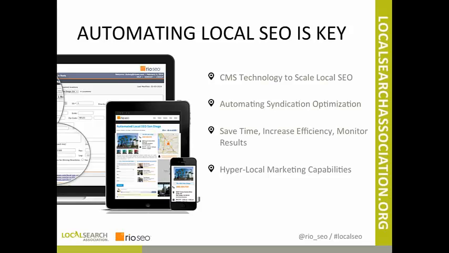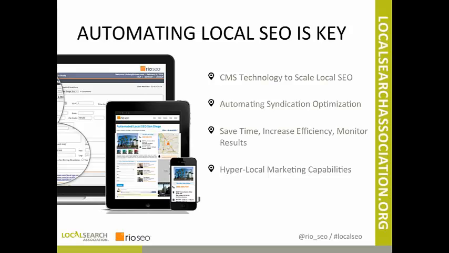Also, automating the syndication optimization. So once that CMS technology is in place and you're ready to scale, you're allowed to automate with this CMS as well. Injecting and communicating via spreadsheets or APIs really can shorten the time that you spend syndicating your local business information across the local search ecosystem. And then having hyper-local marketing capabilities, so the ability to inject a coupon or a promotion into a region or a subset of local businesses, is a nice piece of automation as well.